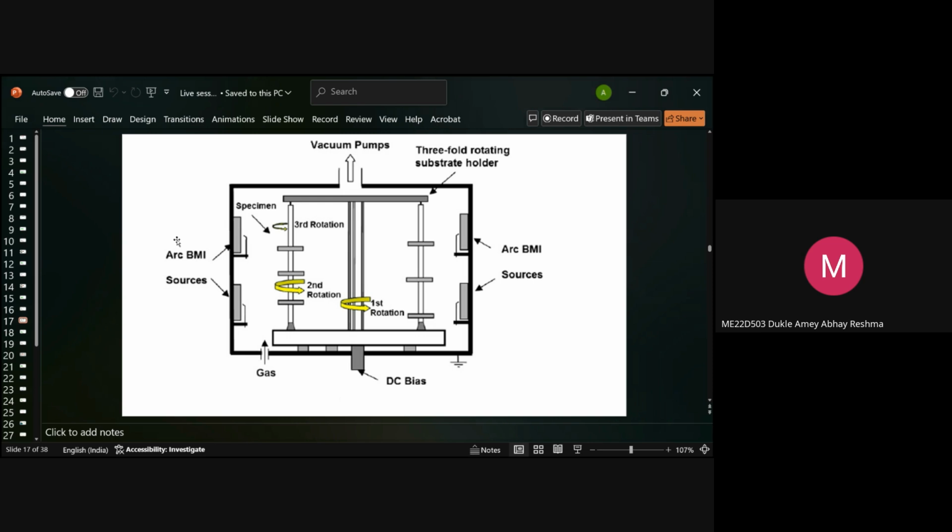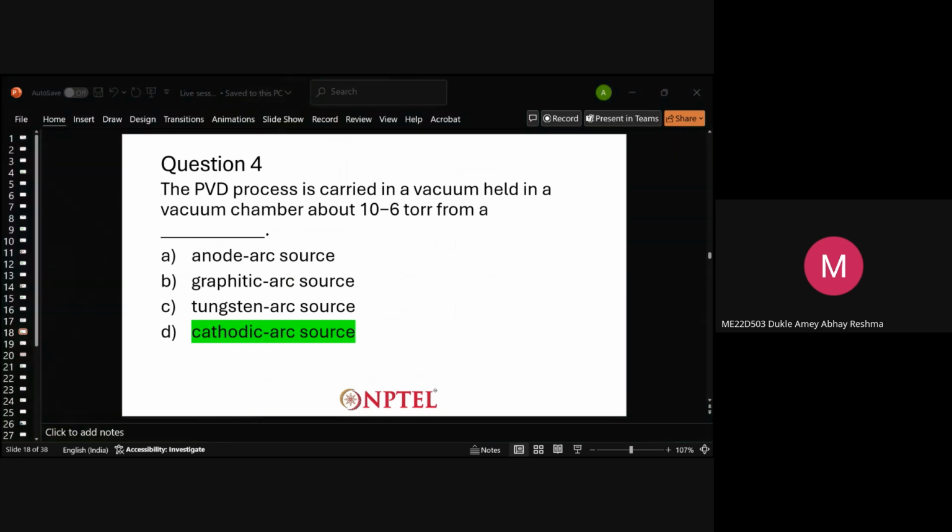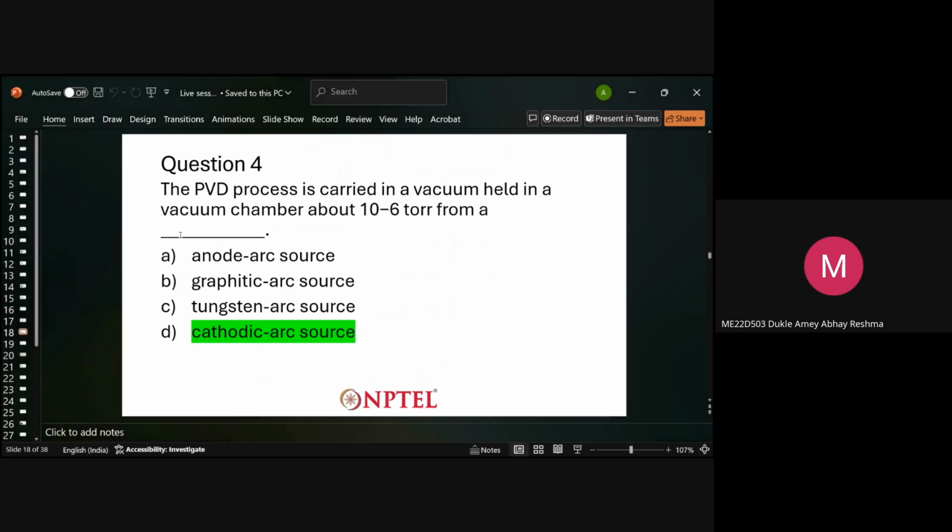So this is how a vacuum source looks like. You will have the rotations, and there will be substrate holders, and this is how the vacuum source looks like. Basically the gas comes from one end, and the vacuum is generated here, and this is how it looks like. So the answer is cathodic arc source for this question. It's an information kind of question, something you should know. So moving to the next question.